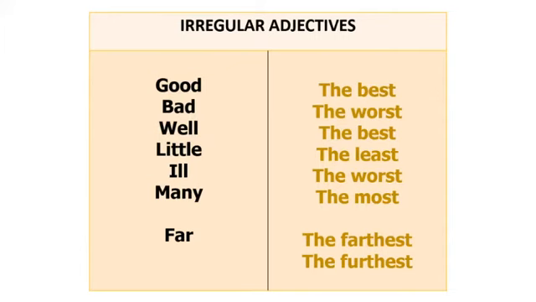Okay, and finally, we also have irregular adjectives, like in the comparative topic. We have good changing into the best; bad, the worst; well, the best; little, the least; ill, the worst; many, the most; and far, the farthest.